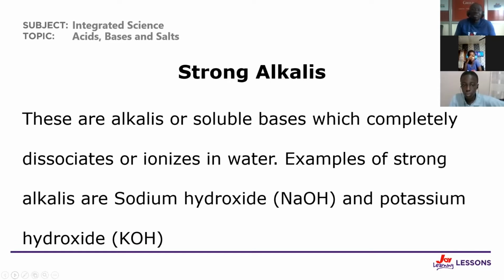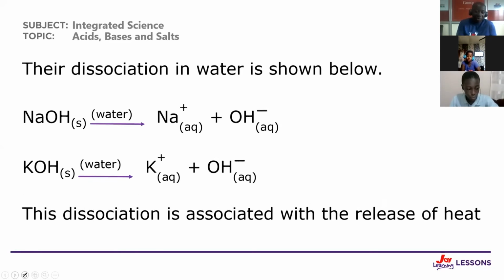Now, we therefore say that a strong alkali is simply an alkali which is soluble in water, but completely dissociates in solution. So a soluble base is an alkali, and it also dissociates completely in solution. We say that strong alkalis dissociate completely in solution. Examples are sodium hydroxide, which on the screen has the chemical symbol capital NaOH, and potassium hydroxide, which is also on the screen as capital KOH.